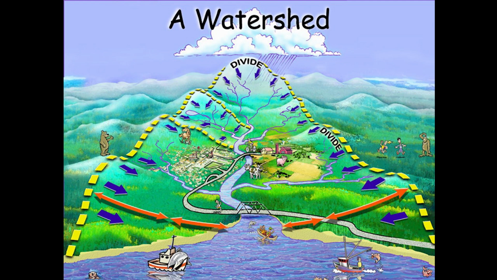The first thing I want you to think about is, where do salmon live? The answer might be obvious. They live in the water. But they are a part of a larger system than just the waterways. They are living in a watershed, and we are too.